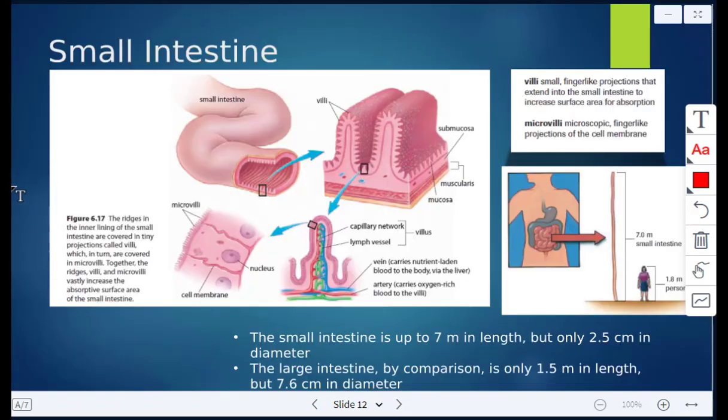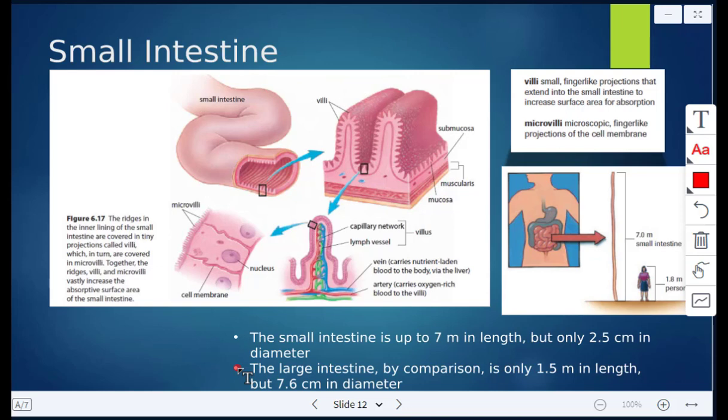Okay, so we've entered the small intestine, and it's up to 7 meters in length, but it's only 2.5 centimeters in diameter. That's why it's called the small intestine, because of its diameter. The large intestine, by comparison, is only 1.5 meters in length, but its diameter is 7.6 centimeters. All right, so that's why the large intestine is called the large intestine.